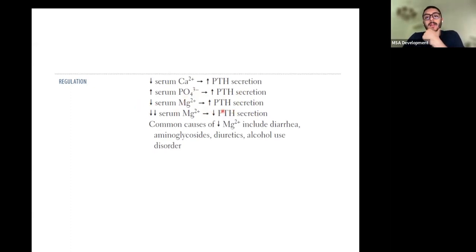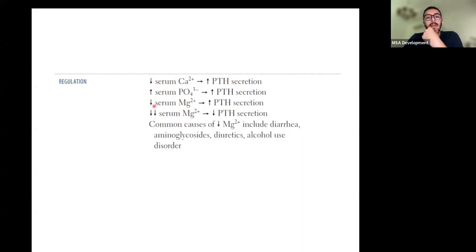Decreased magnesium will increase PTH. They found that magnesium has a very similar effect to calcium on PTH. So whenever you have decreased magnesium, you will have increased PTH. This will be explained in the following slide, but just memorize it. Magnesium has a very similar effect on PTH as calcium. Decreased magnesium will increase PTH secretion. Decreased calcium will increase PTH secretion.